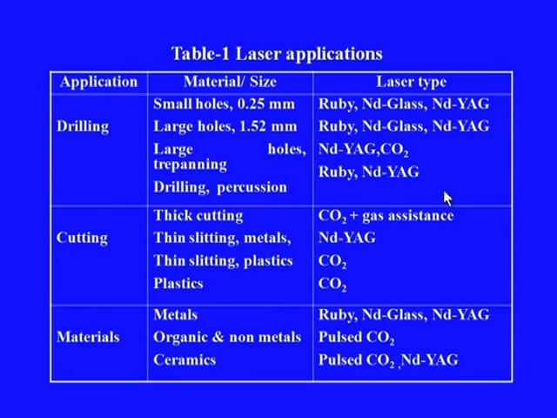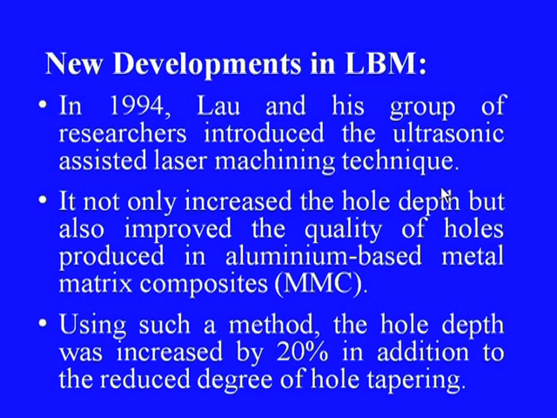Then, as far as work materials are concerned, for metals generally ruby, Nd:YAG and neodymium glass lasers are recommended. Then for organic and non-metals, pulsed carbon dioxide lasers are recommended. And then for working with ceramics, pulsed carbon dioxide and neodymium yttrium aluminium garnet are recommended.